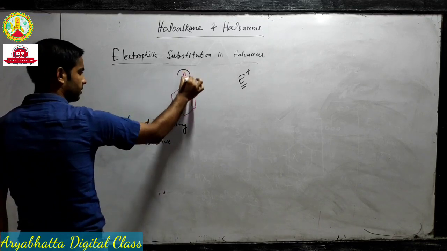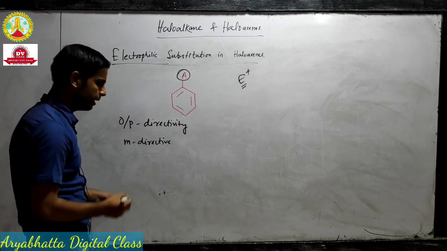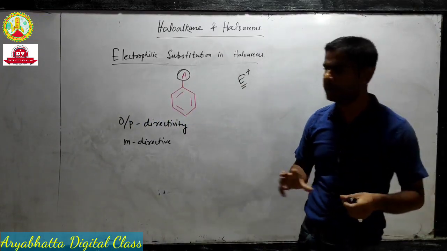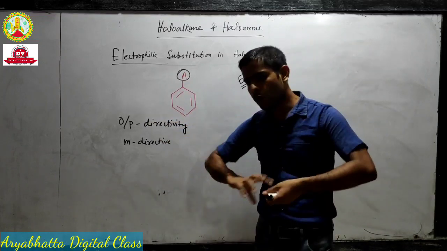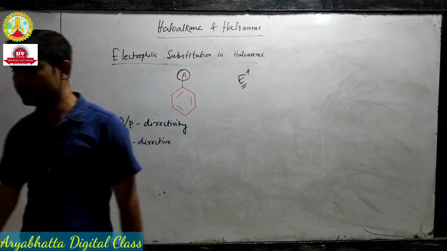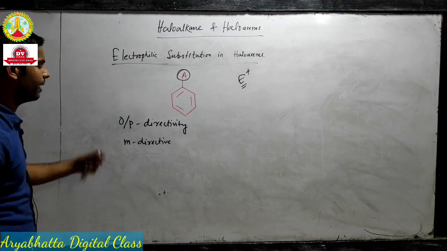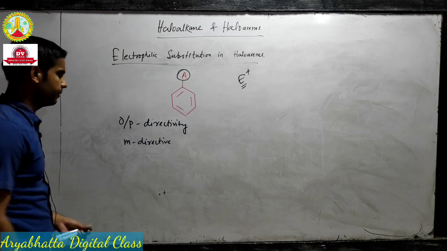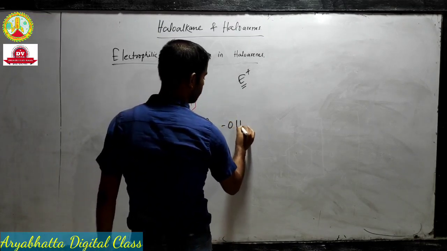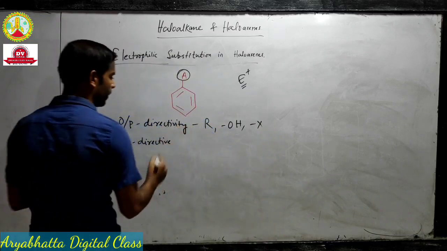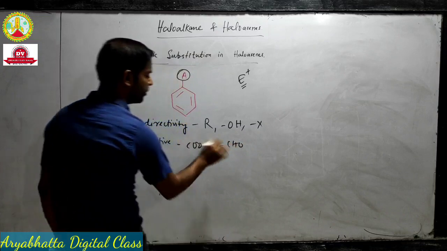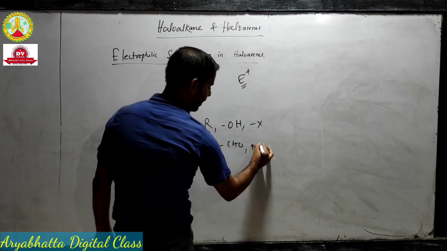That means the group attached to the benzene ring can have two types of nature. It can be ortho-para directive or it can be meta-directive. Now we will see which groups are ortho-para directive and which groups are meta-directive. Generally your alkyl group, hydroxyl group and halogens are all ortho-para directive. Carboxylic group, aldehyde, nitro are all meta-directive.